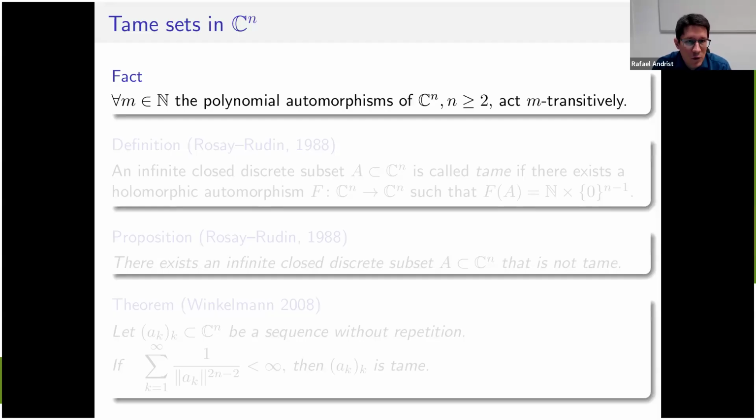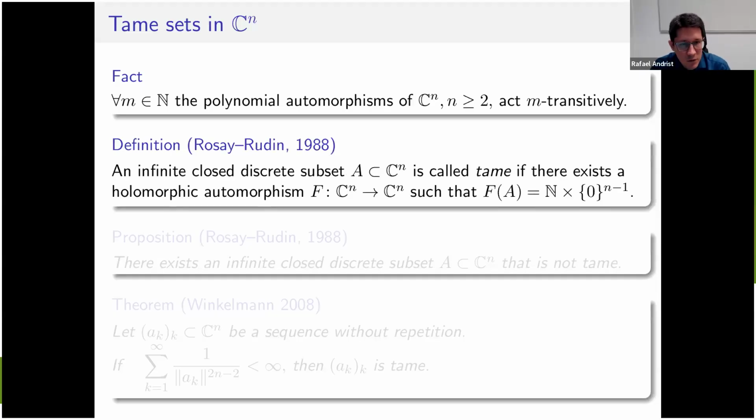So, of course, in algebraic geometry, you know very well that the polynomial automorphisms on Cn, when the dimension is at least 2, act m-transitively for any m. So you can pick m points and move them wherever you want as long as they're pairwise disjoint. And then, of course, the situation in the holomorphic setting is a bit different. And the natural question is to ask, what about infinitely many points? And this was investigated by Rosay and Rudin in 1988.